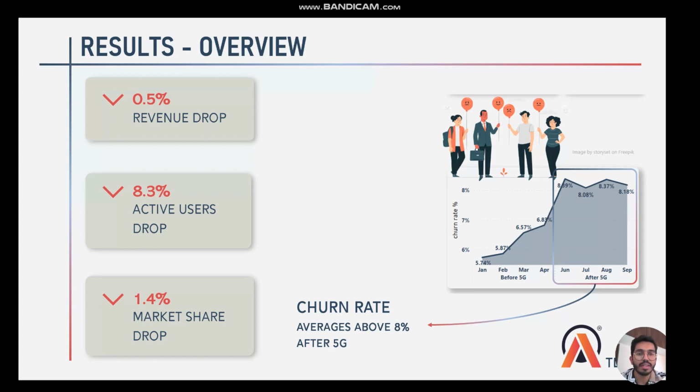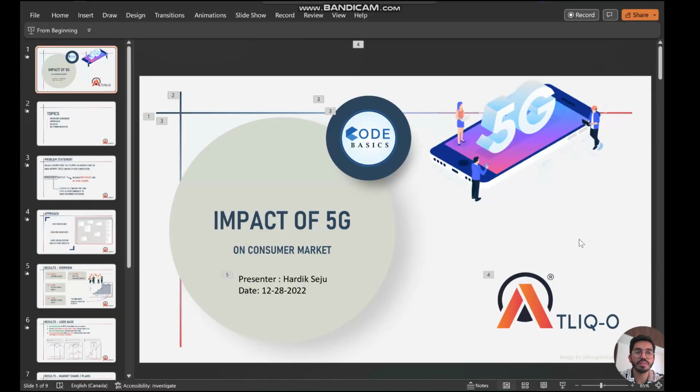So here we can see that clearly the churn rate is increasing from January, and it keeps on increasing, and then it stabilizes after the 5G launch, which is very crucial to know.